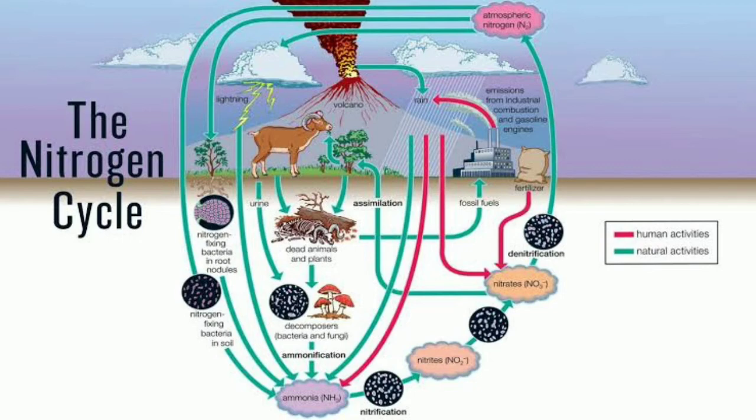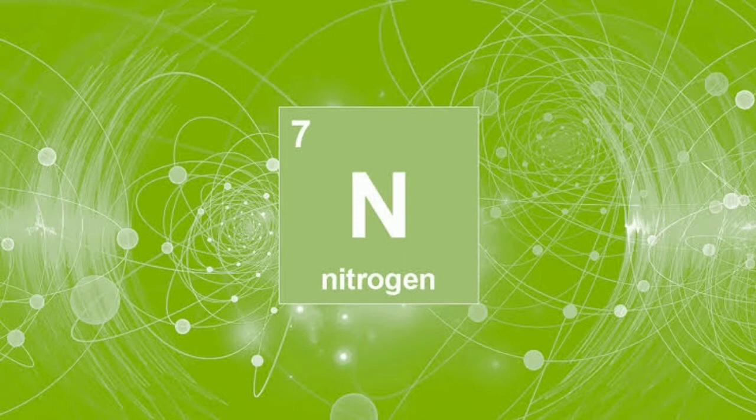The nitrogen cycle is a repeating cycle of processes during which nitrogen moves through both living and non-living things, like the atmosphere, soil, water, plants, animals, and bacteria. In order to move through the different parts of the cycle, nitrogen must change forms.